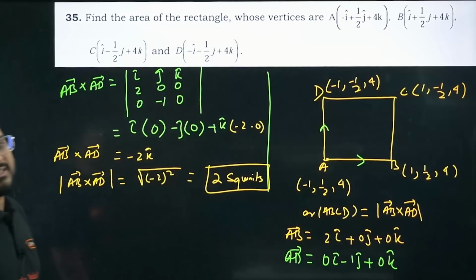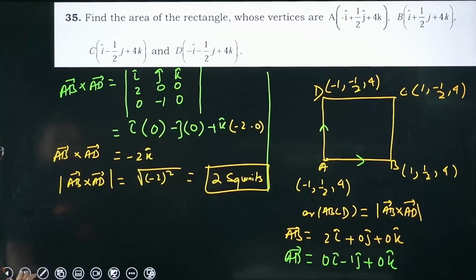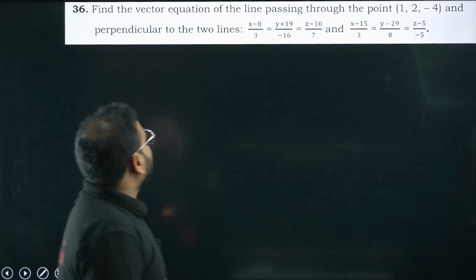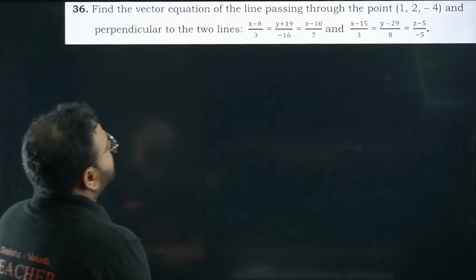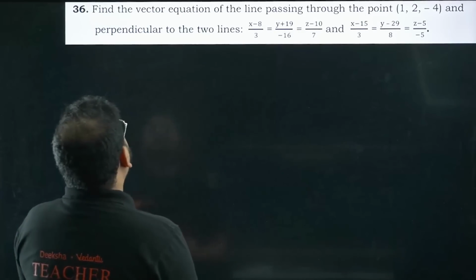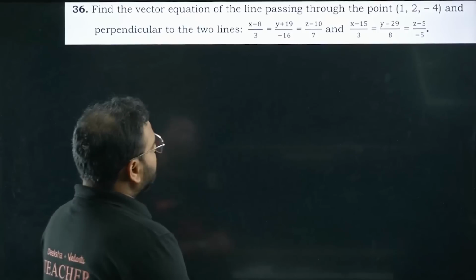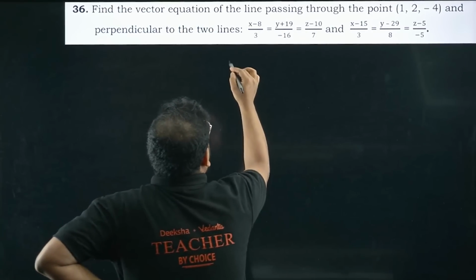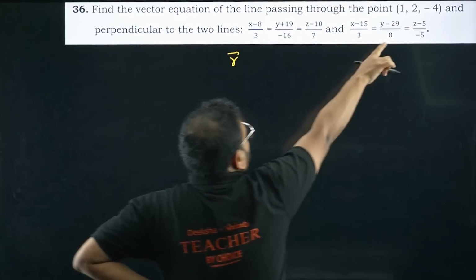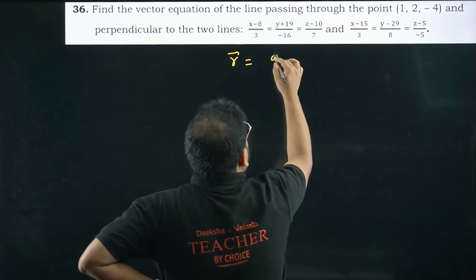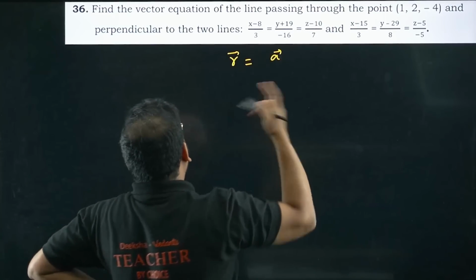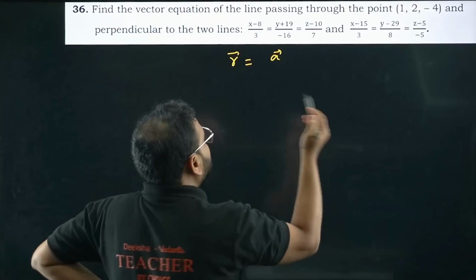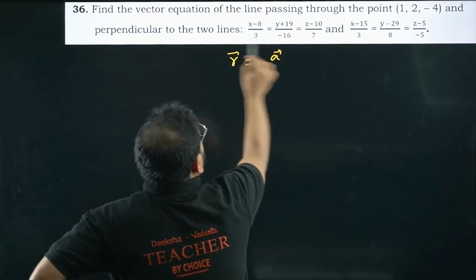Moving on to question number 36 now. Please have a look. 36, sir. Find the vector equation of the line passing through the point 1, 2, minus 4 and perpendicular to the two lines. Okay, great. So we are looking for a vector. Let's call the vector R, okay, which is passing through this point, bacha. It means vector A is given, okay, and of course we need a parallel line, which is nothing but that line is perpendicular to these two lines, okay.